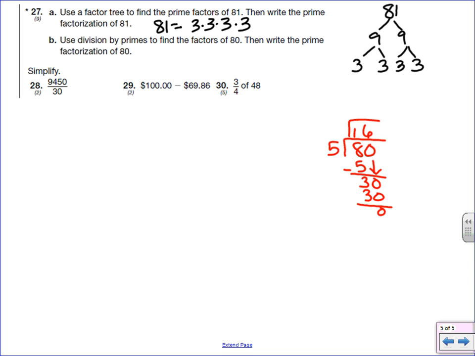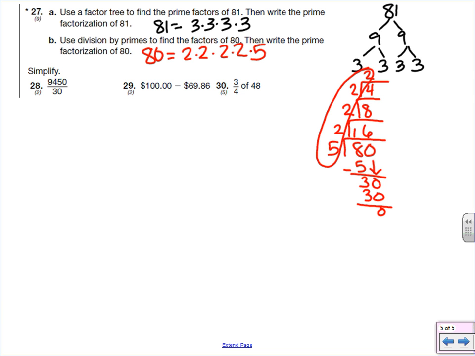Then I take that 16 and I divide it by another prime number. I'm going to divide by 2. 16 divided by 2 is 8. I'm going to divide that by 2 again. 8 divided by 2 is 4. And I'm going to divide that one more time. 4 divided by 2 is 2. So here is my prime factorization. 80 equals 2 times 2 times 2 times 2 times 5. 2 times 2 is 4, and 4 times 2 is 8, and 2 times 5 is 10. 10 times 8 is 80.